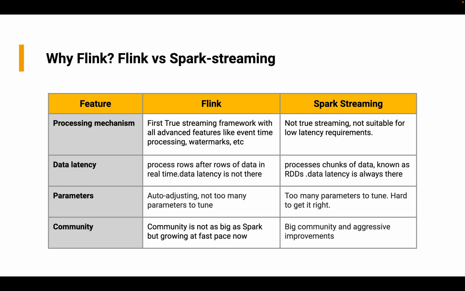When it comes to adjusting different parameters to make it work in a data pipeline, it's mainly auto-adjusting for Flink, and there are not too many parameters you have to tune. But in Spark streaming, there are so many parameters to tune, and that's why it is very hard to get it right. So if you don't have an expert DevOps who understands Spark really well, it is very difficult to get it working right. The community support for Flink is not as big as Spark, but it is growing at a rapid pace. But the Spark community is huge, and hardly is there any data engineer who didn't work on Spark.